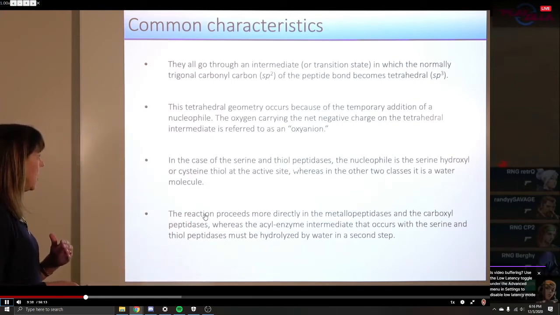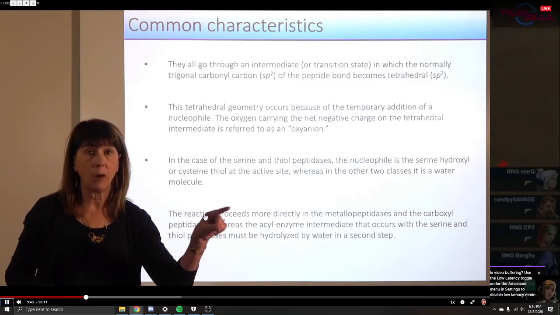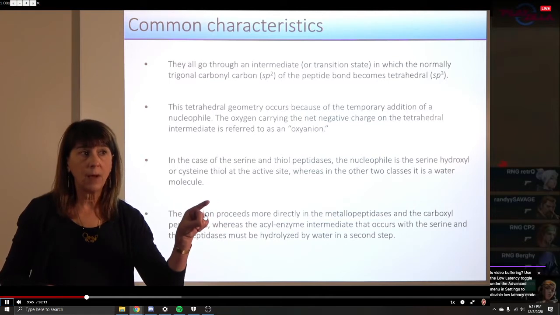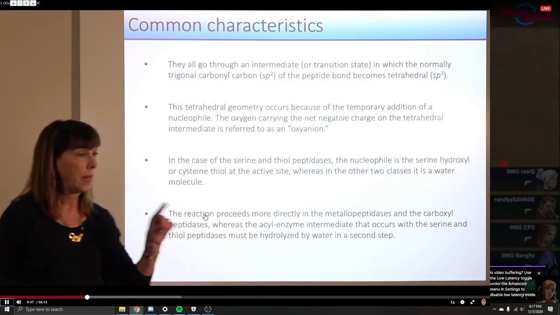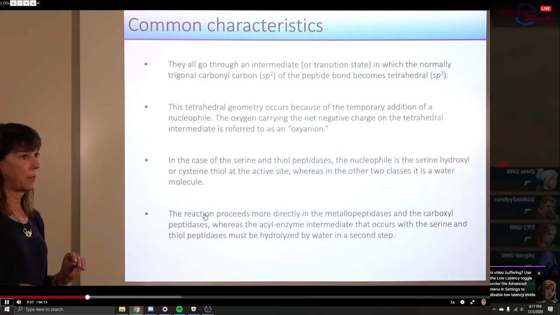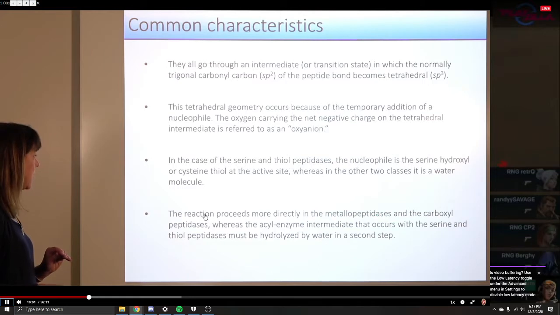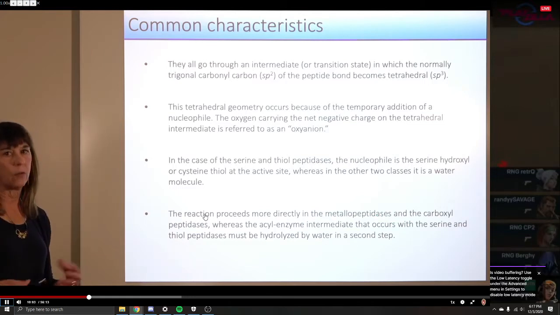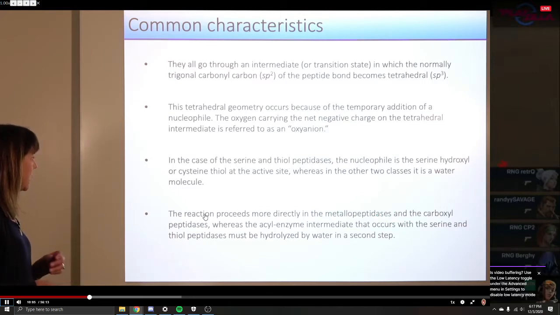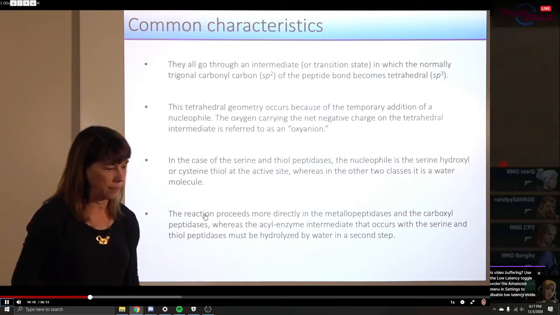In the case of the serine and cysteine peptidases, it's the amino acid that's directly going after that carbonyl carbon. And then you end up with an acyl intermediate that has to be hydrolyzed off. Whereas the other two, the metallopeptidases or the aspartopeptidases, use water. And the reaction proceeds more directly in the metallopeptidases and the carboxylpeptidases, these aspartoglutamyl peptidases. Whereas an acyl intermediate occurs when you have the serine attacking or the cysteine attacking.